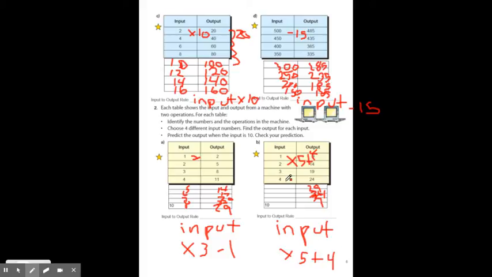And I'll try it with one of these other ones and see if it works. 4 times 5 is 20. 20 plus 4 is 24. 3 times 5 is 15. 15 plus 4 is 19. That works.